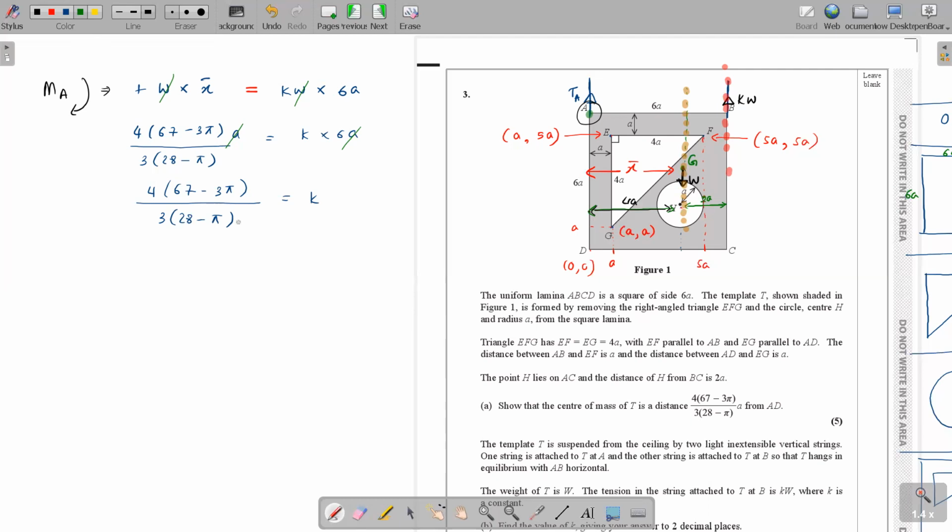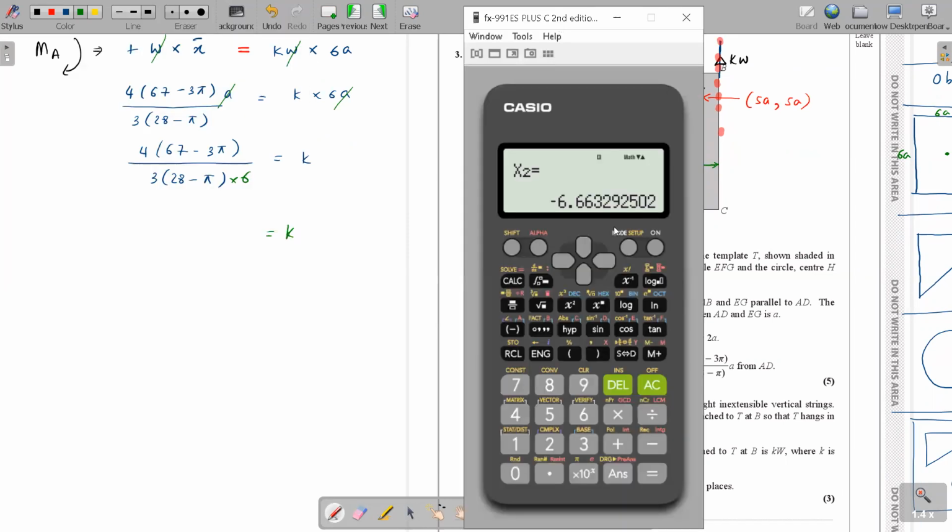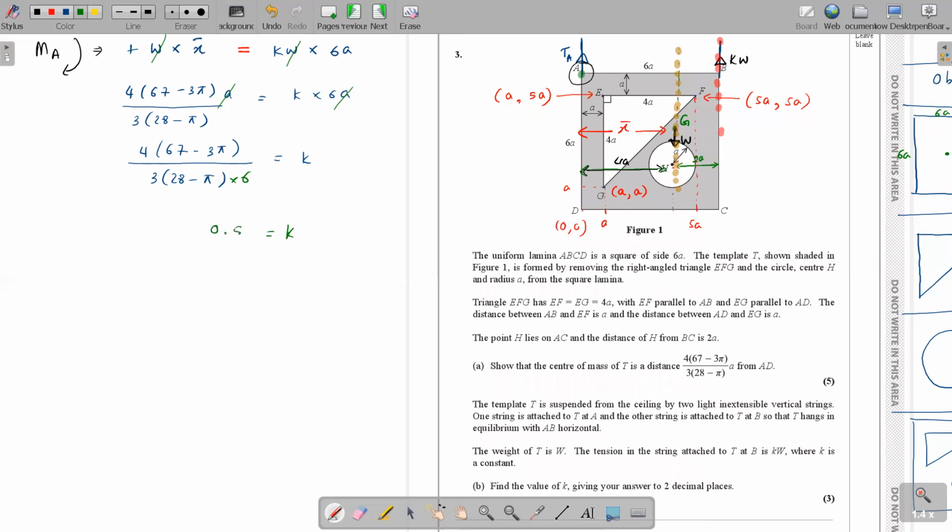The 6 comes down, this 6 multiplication just came down over here. Type the whole thing in the calculator and get the answer of K to 2 dP. That's all. How much is it? It's a matter of typing on the calculator. 0.514. They want 2 dP, so 4 is lower than 5, so 0.51. So the K value is 0.51.